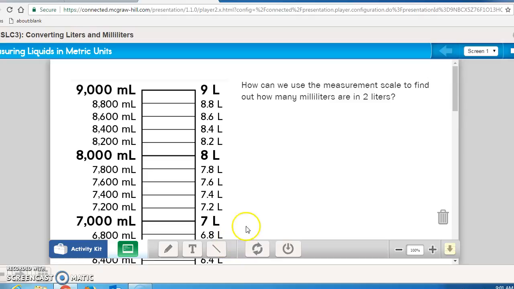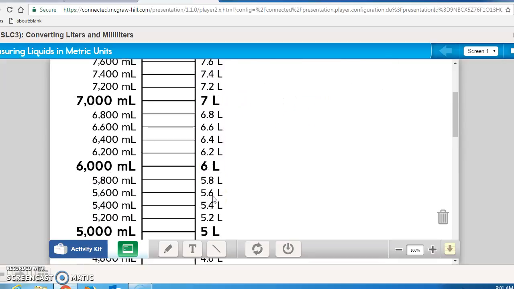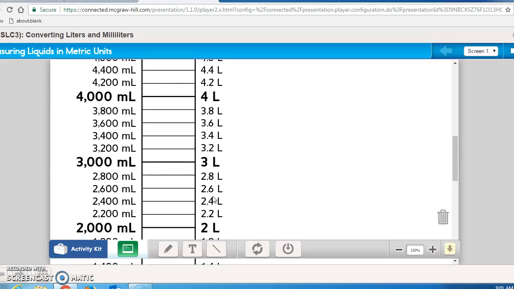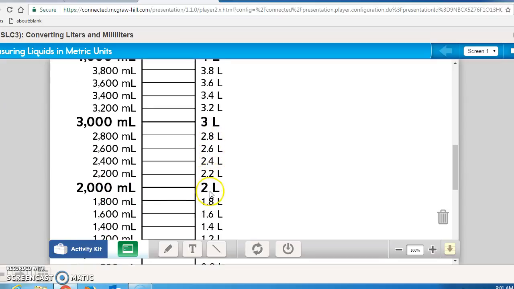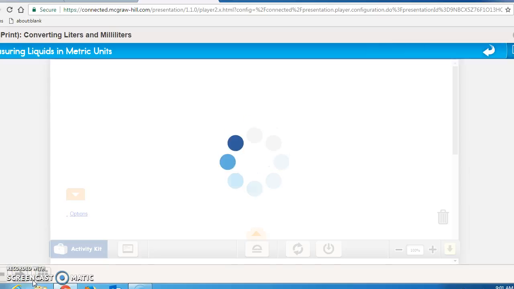How can we use the measurement scale to find out how many milliliters are in 2 liters? Well, we look down the column side till we find the number that says 2 liters. And here it is. Then we'd look over to the milliliter side and we see it's 2,000. Or you could just simply say, oh, I remember Mrs. Hargraffen saying liters, you take that number, multiply by 1,000, and you would have come up with 2,000 instead of having to look at this chart.